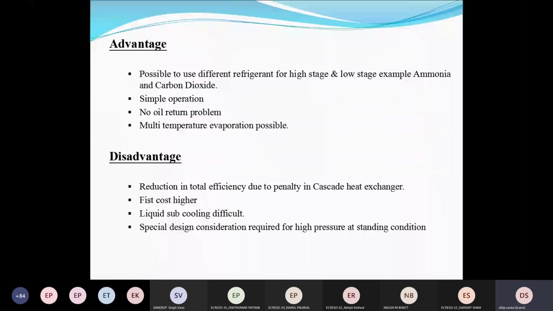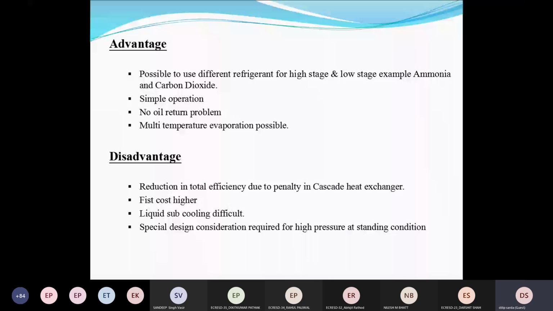A multi-temperature evaporator is possible here. We can have a two-temperature evaporator also. Disadvantage: reduction in total efficiency due to the penalty in the cascade heat exchanger. First cost is very high. Liquid subcooling is difficult. And a special design condition is required for high pressure at standing condition.